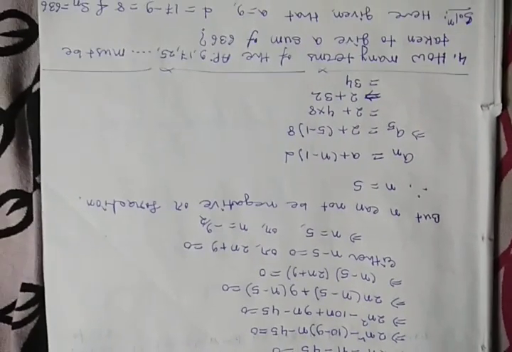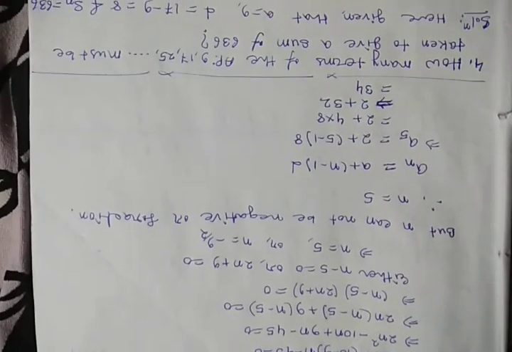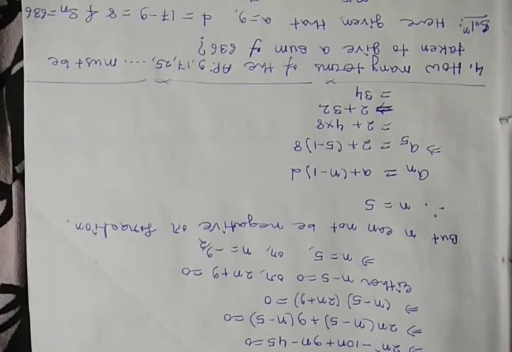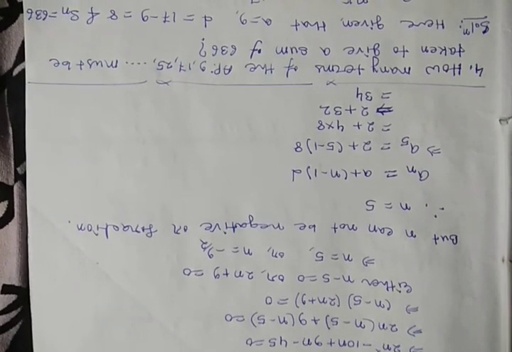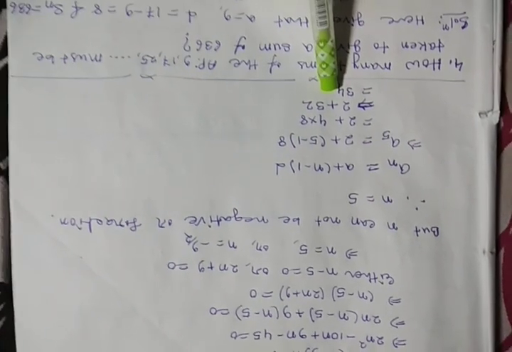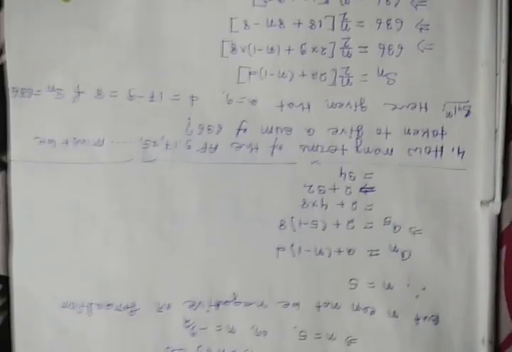Now we need to find the fifth term. We know the formula for the nth term: an equals a plus (n minus 1) into d. So the fifth term a5 equals a plus (n minus 1) into d. a is 2, plus 5 minus 1, which means 4, and d equals 8, so we put 8 instead of d. So 2 plus 4 into 8, so 2 plus 32, so 34. So 34 is the nth term of this solution.